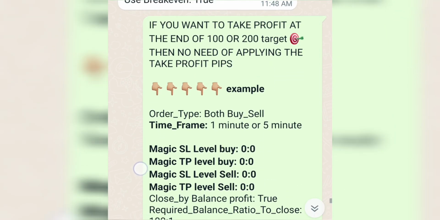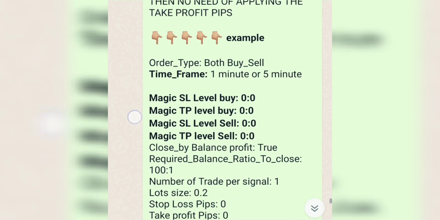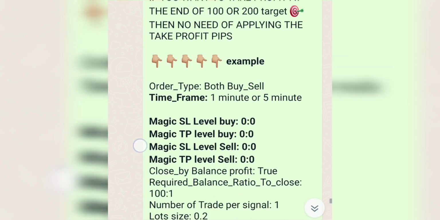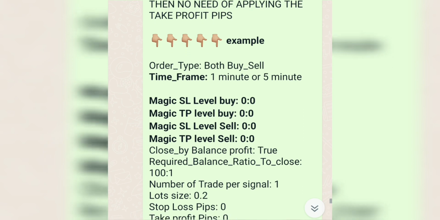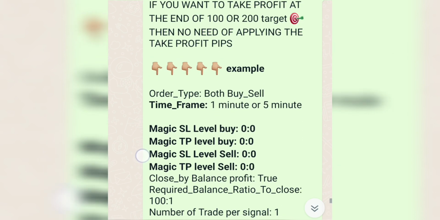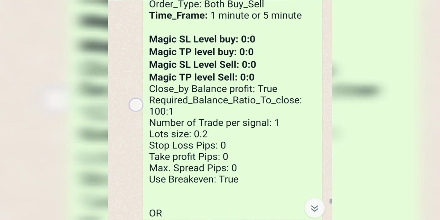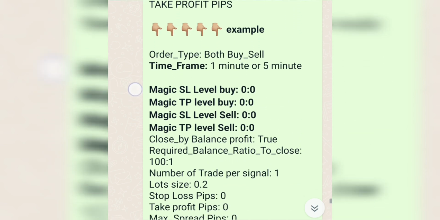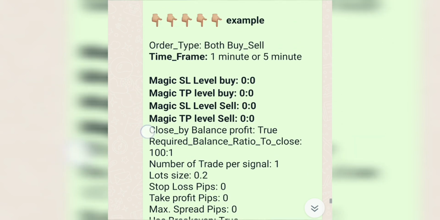If you want to take profit at the end of every $100 or $200 target, you don't want the robot to be slashing it for you, that's when you enter this other one. Then you have to remove that take profit in pips. You have all these things, you have to check them on your demo account, check how it works.